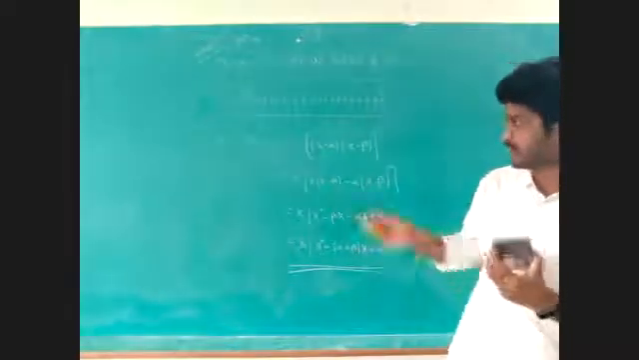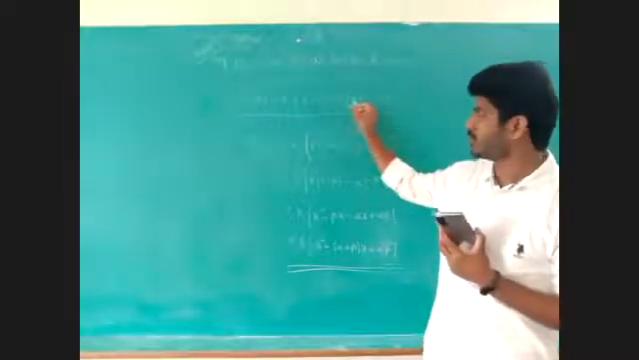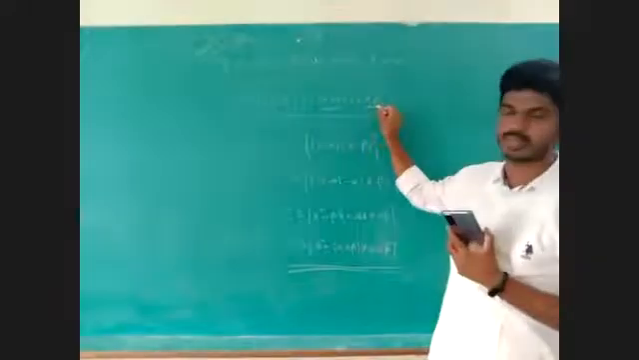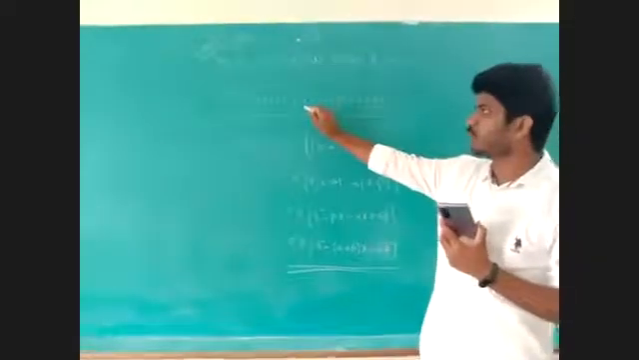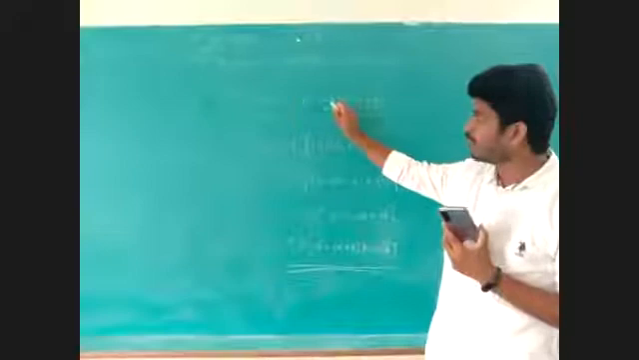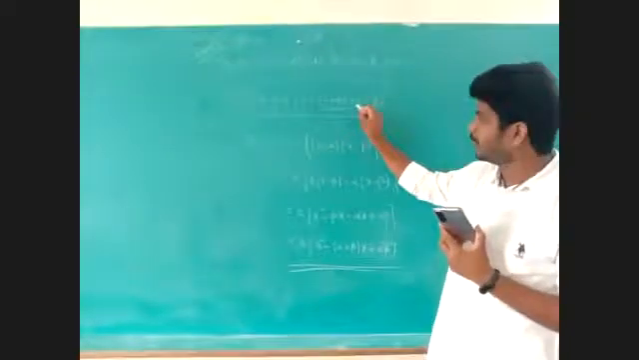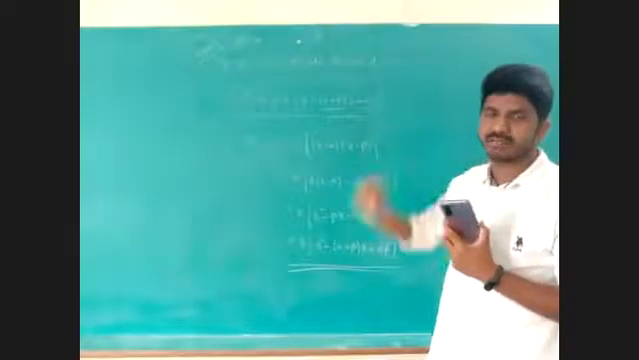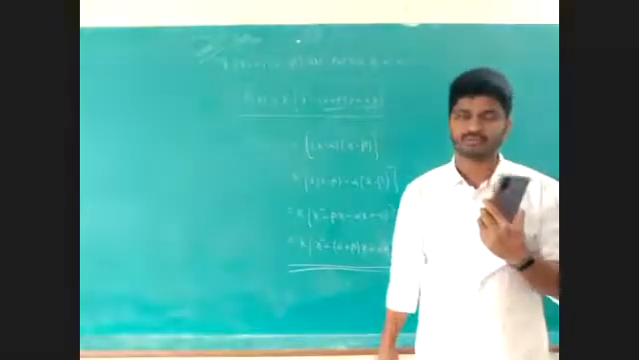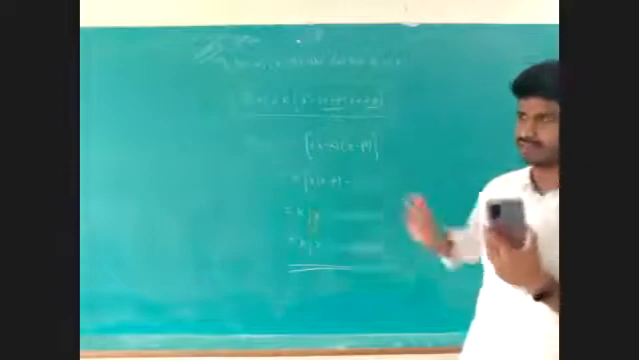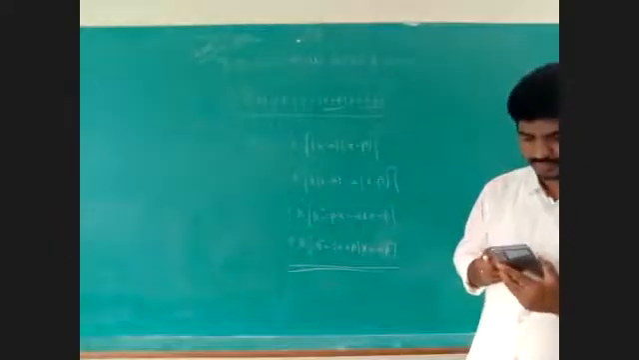Alpha plus beta is nothing but the sum of the zeros. Alpha into beta is nothing but the product of the zeros. So x square minus alpha plus beta, the sum of the zeros, into x plus alpha into beta, the product of the zeros. Is it clear, this formula? Yes, sir.